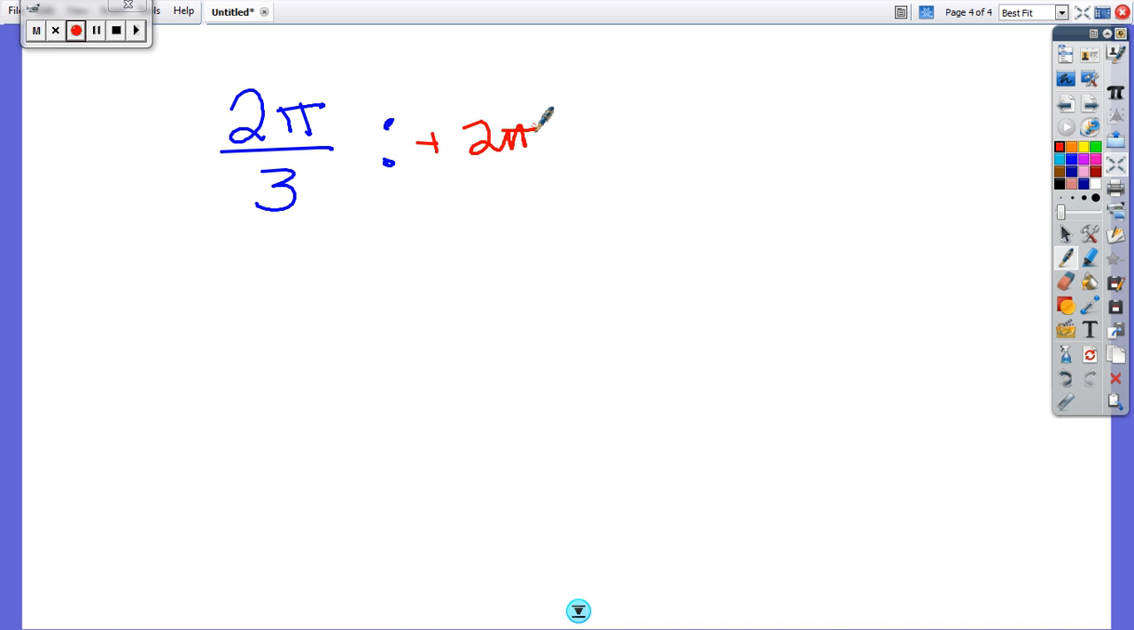But I can't just add 2 pi because they don't have like denominators, so I'm going to have to change this to the same denominator. And that's really the same as 6 pi over 3, right? 2 pi and 6 pi over 3 are the same thing. So now I'm going to add 2 pi over 3 plus 6 pi over 3, and I'm going to end up with 8 pi over 3. So 2 pi over 3 and 8 pi over 3 are coterminal angles.